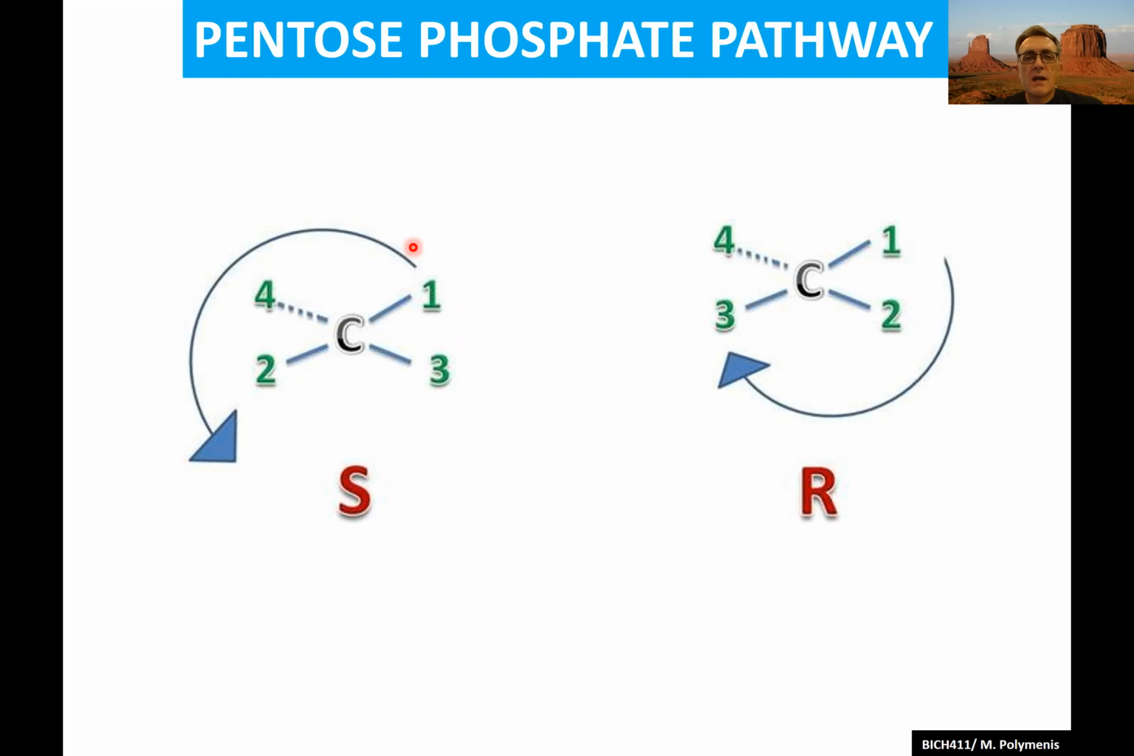Just to review, what is the R/S again? It's part of organic chemistry 101. You arrange the groups in terms of priority around the 4 substituents of the carbon, and depending on whether they go clockwise or counterclockwise, you have the R or S configuration respectively.